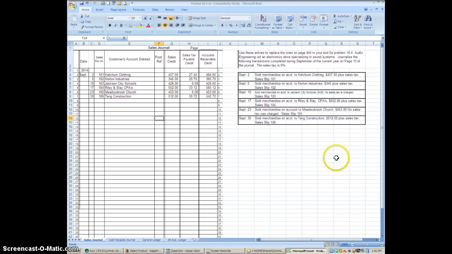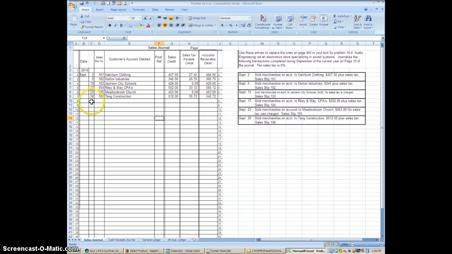Okay, how did you do? If you check mine, you can see it's the 23rd, 105 Meadowbrook Church, sales credit 453. Sales tax payable zero. You have to put a zero in there. Don't leave it blank because then it looks as though you may have skipped it and made a mistake. 453 is the total that they owe us then on their accounts receivable.